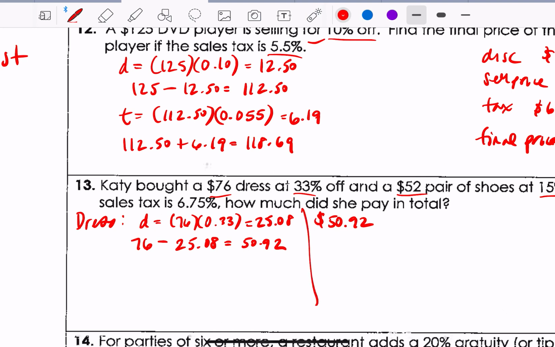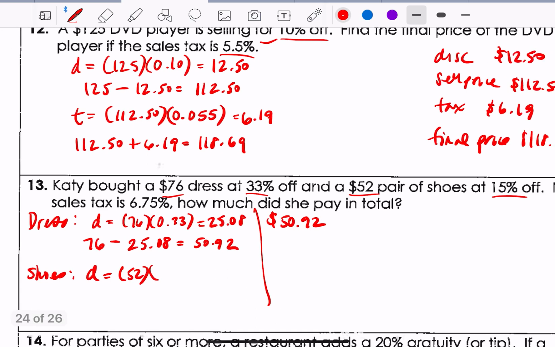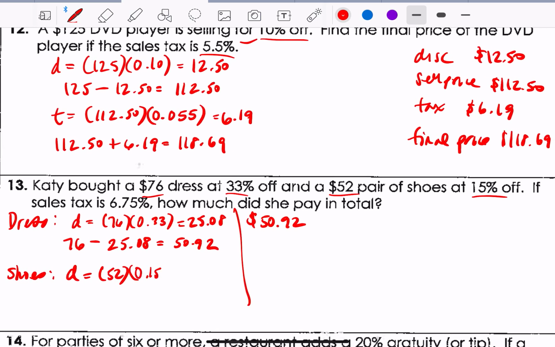Then she's buying a pair of shoes for $52. So let's do the discount for those. So the discount equals the original price, 52, times the discount. It's 0.15 because it's 15% off. So she is going to get a discount of $7.80 on these shoes. So the cost of the shoes, the selling price, is going to be 52 minus $7.80. So $44.20. So she's got shoes for $44.20.